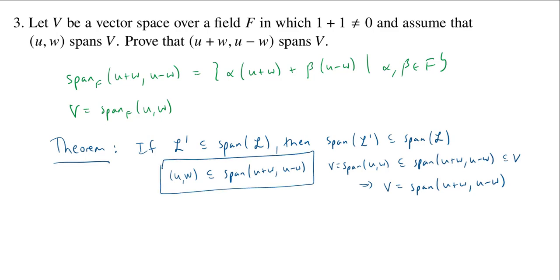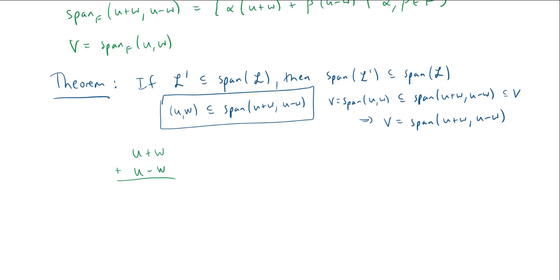We need to show that u and w both can be written as linear combinations of u plus w and u minus w. Well, how do we do that? Nice thing is we could just start writing this in a slightly different way. What if I have u plus w and then I write u minus w? And that just looks like something I want to do something to, like add maybe. So what if I add these together? If I add these together, I get u plus u, which is 2u, and w minus w, which is 0.